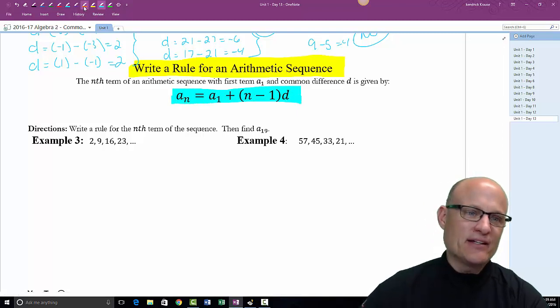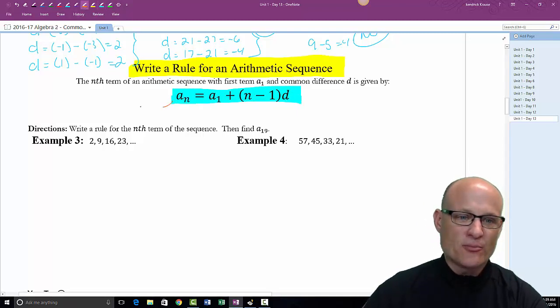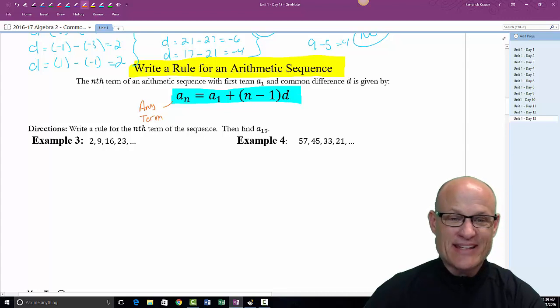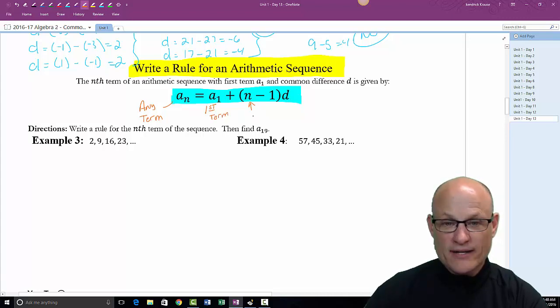Now, A sub n just stands for any term, the nth term. This is the first term. N is just the number of the term we're on. And D is the common difference.